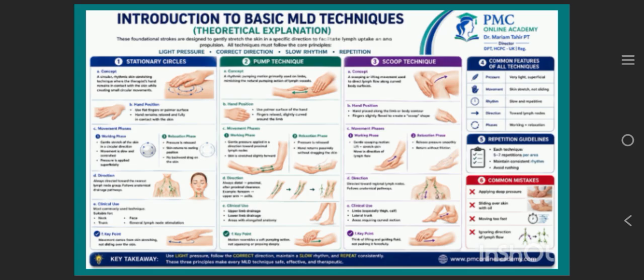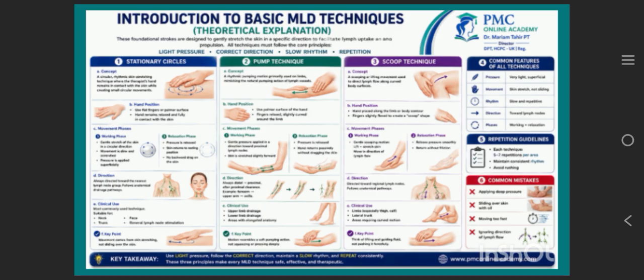Our next topic is introduction to MLD techniques, theoretical explanation. First we will look at the theoretical explanation regarding MLD techniques. These foundational strokes are designed to gently stretch the skin in a specific direction to facilitate lymph uptake and propulsion. All techniques must follow the core principles: light pressure, correct direction, slow rhythm and repetition.